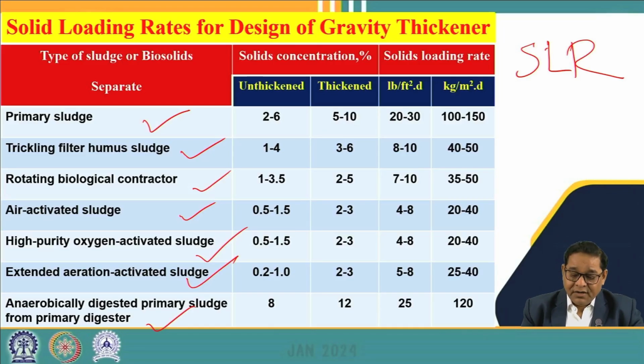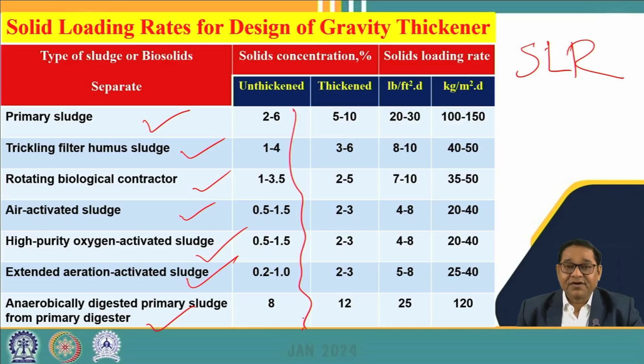So for different types of sludge, if we see, that is the initial percentage of the solids which are present normally, and after thickening they are increased, like 2 to 6. If it is in the primary sludge, it can be increased up to 10% of the solids after the thickening process. Similarly, for trickling filter sludge, the initial concentration of the solids is in the range of 1 to 4%, but after thickening we can increase the sludge concentration up to 6%.